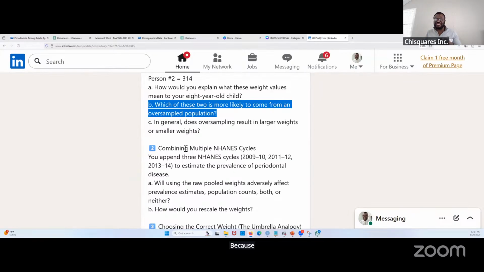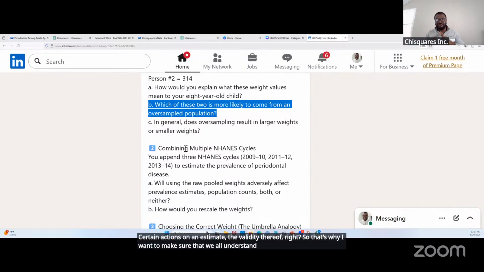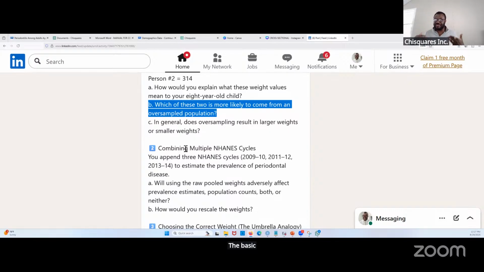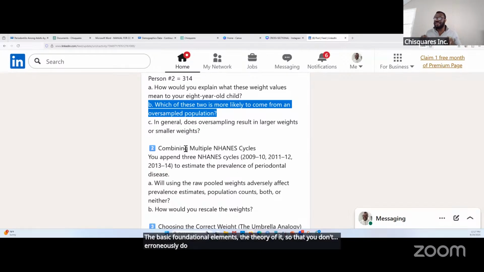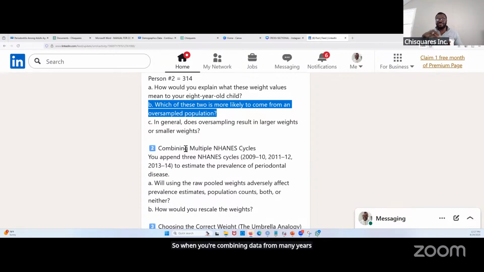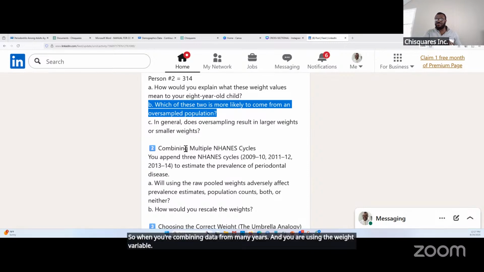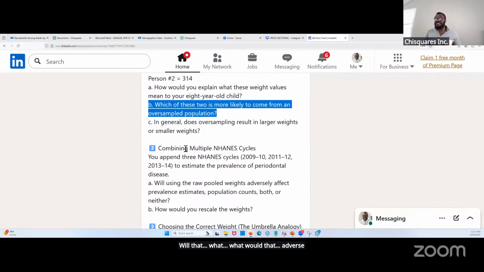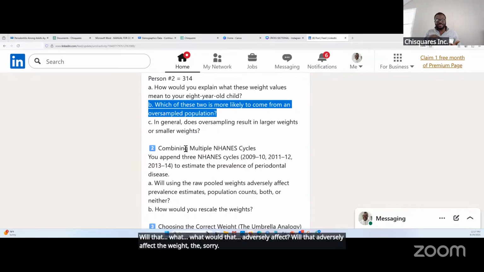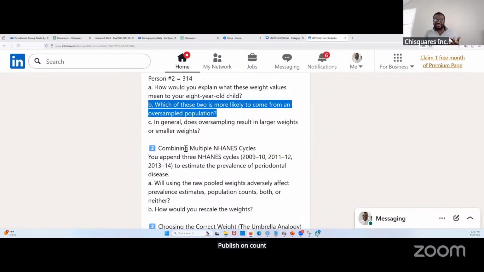Because when you're doing analysis, you need to know the implications of certain actions on an estimate, the validity thereof, right? So that's why I want to make sure that we all understand the basic foundational elements, the theory of it, so that you don't erroneously make mistakes in your analysis. So when you're combining data from many years and you're using the weight variable, what would that adversely affect? Will that adversely affect the weight, the prevalence, population count, both or neither? What do you say?